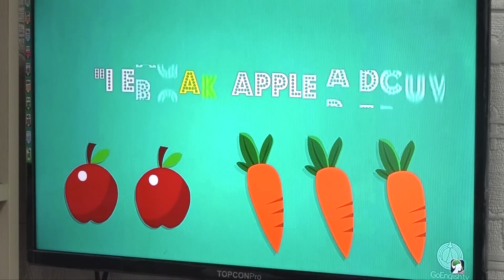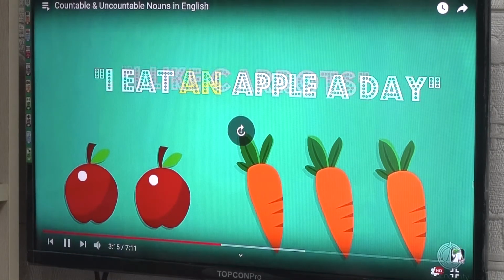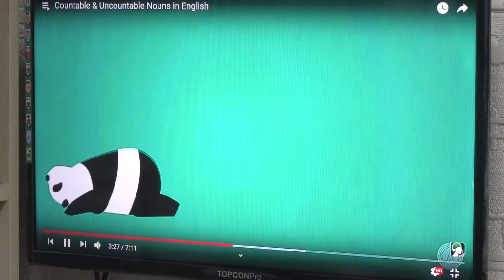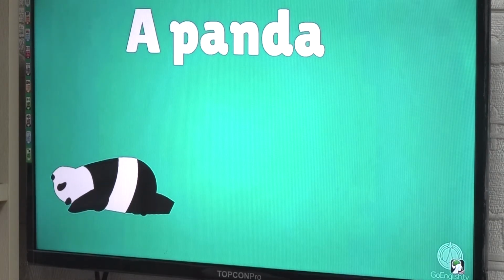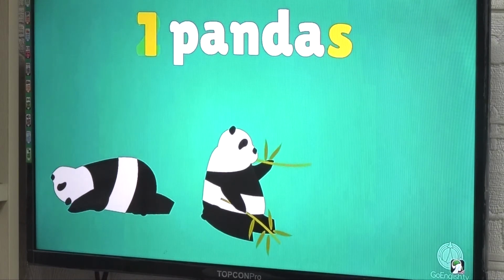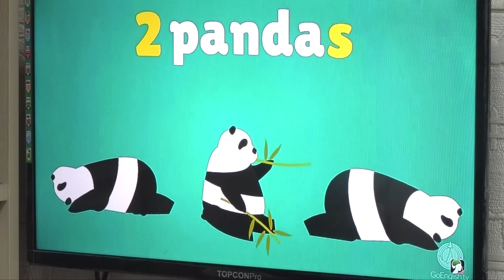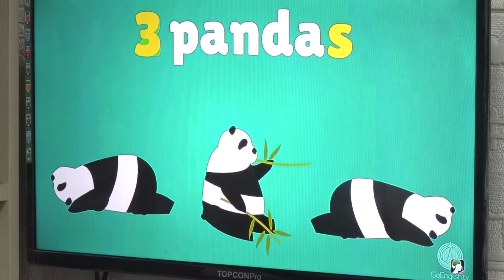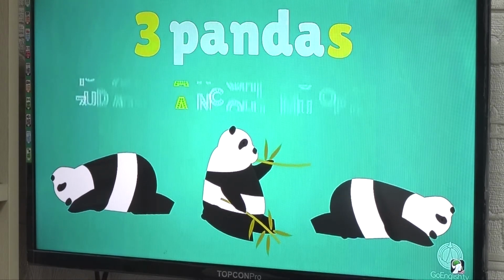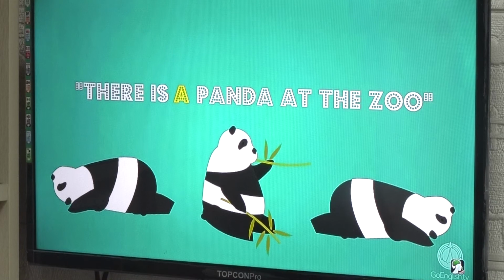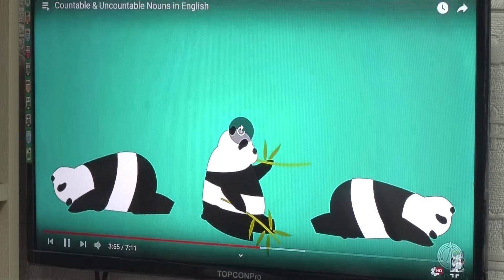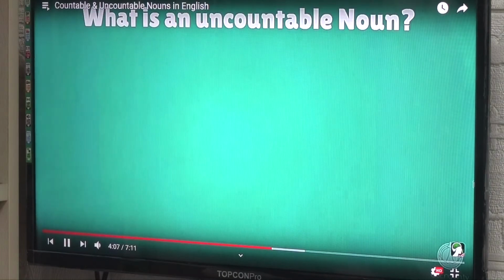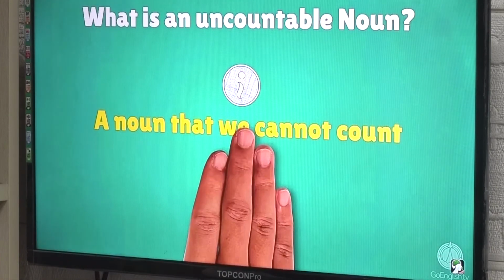I eat an apple a day. Carrots? A panda. One panda. Two pandas. Three pandas. There is a panda at the zoo. There are some pandas. Uncountable noun. A noun that we cannot count.